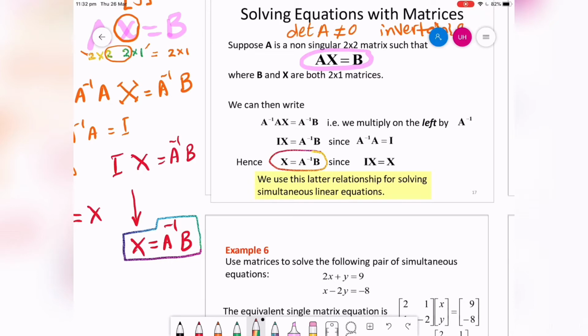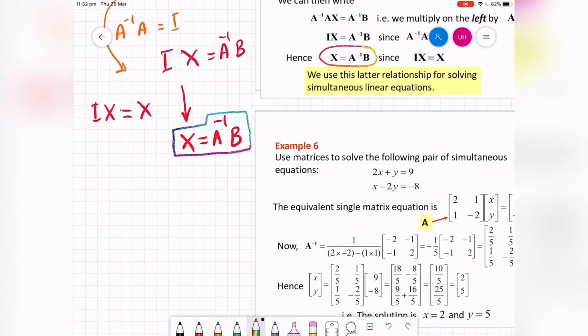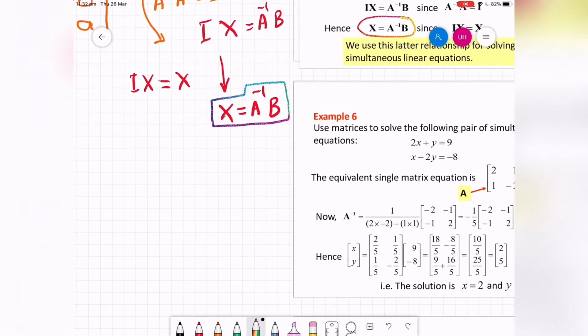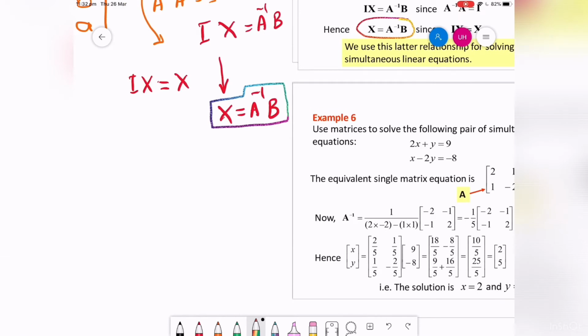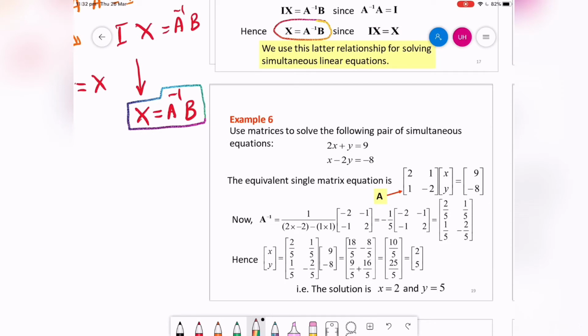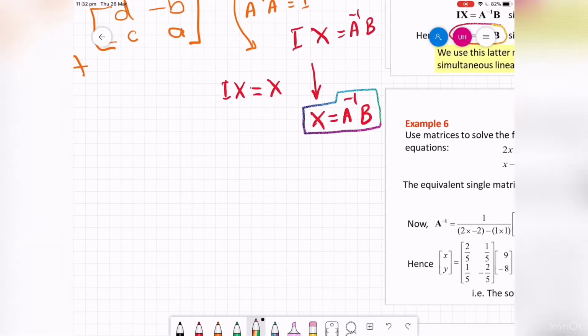So for example here we have the example 2x plus y equals 9 and x minus 2y equals minus 8. You can see the example here in the slide. I just put the picture of it here, but I will work it out aside. So I'll just write the equation.